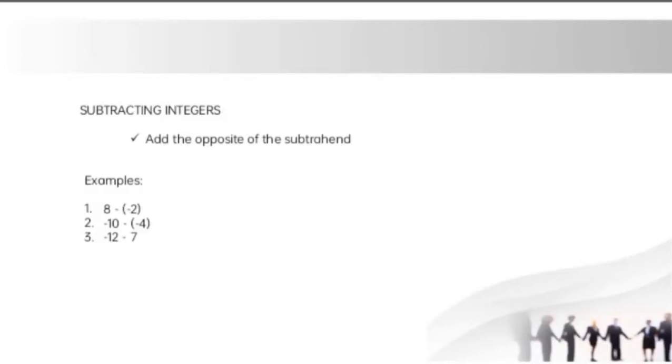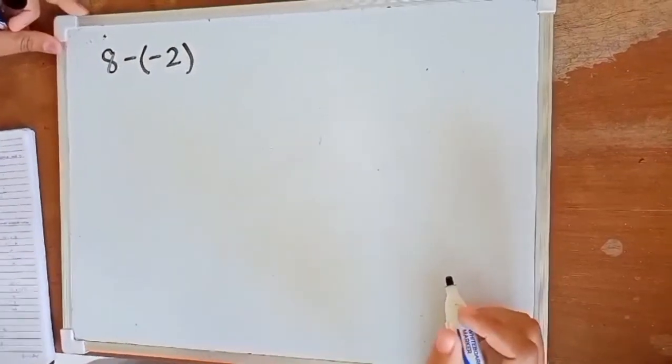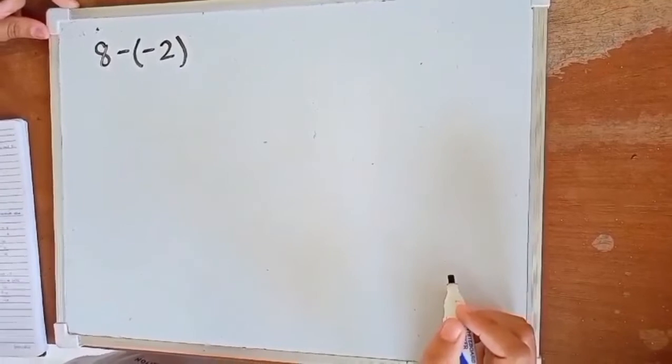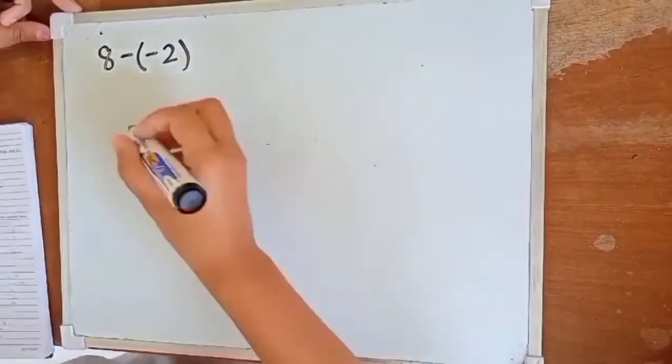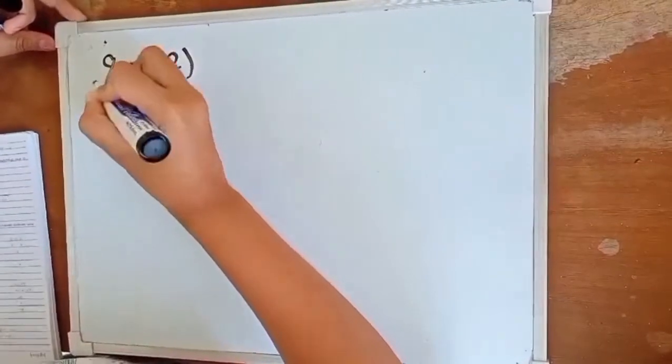Subtracting integers is a little bit more tricky than adding integers. So for you to be able to understand it more, let's take this example. We're on the first example, which is 8 minus -2. This is a little bit tricky, so listen carefully. The process is to copy the first integer, 8.